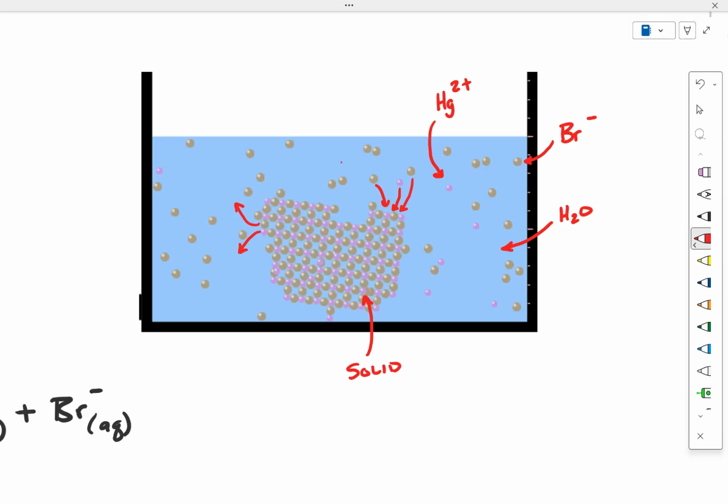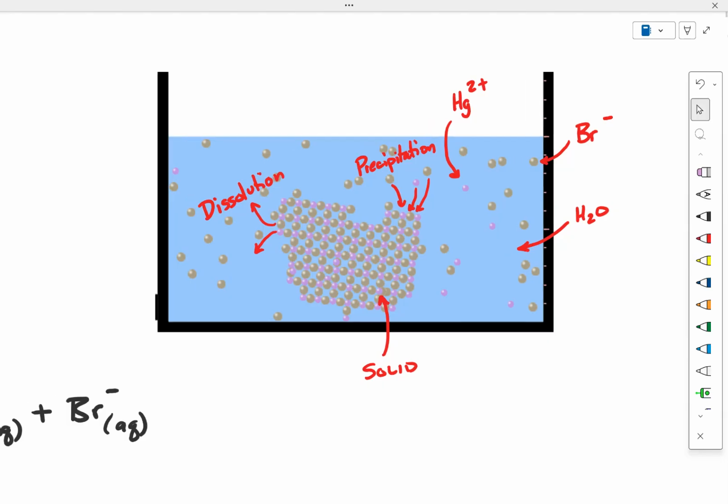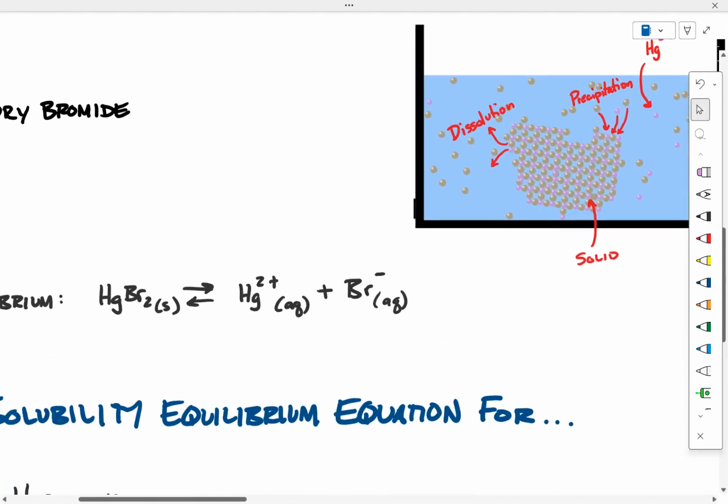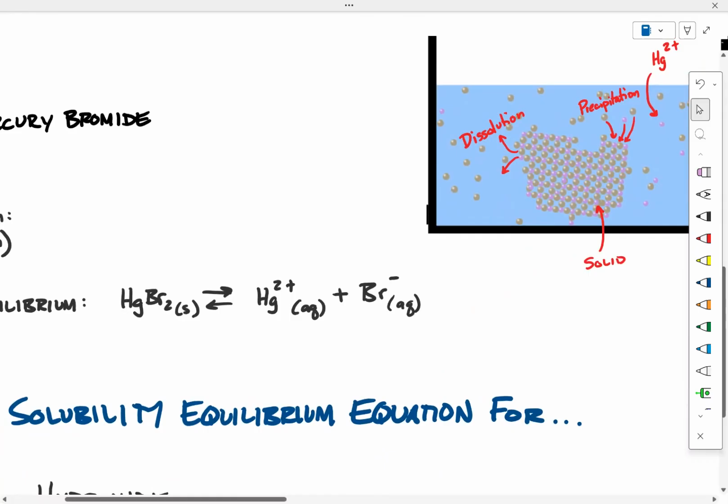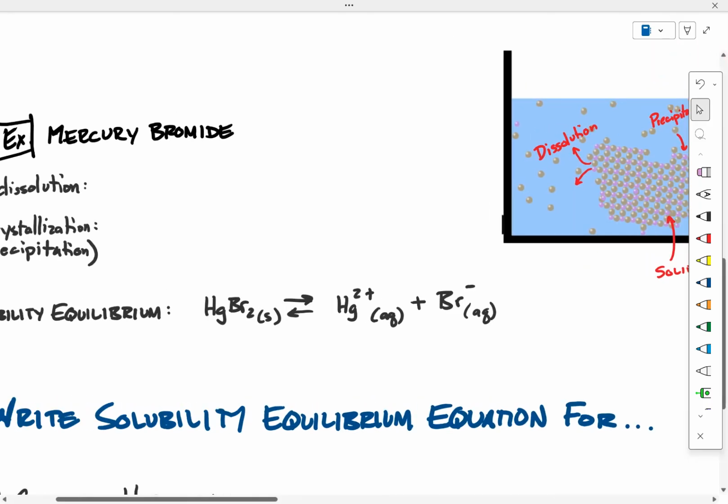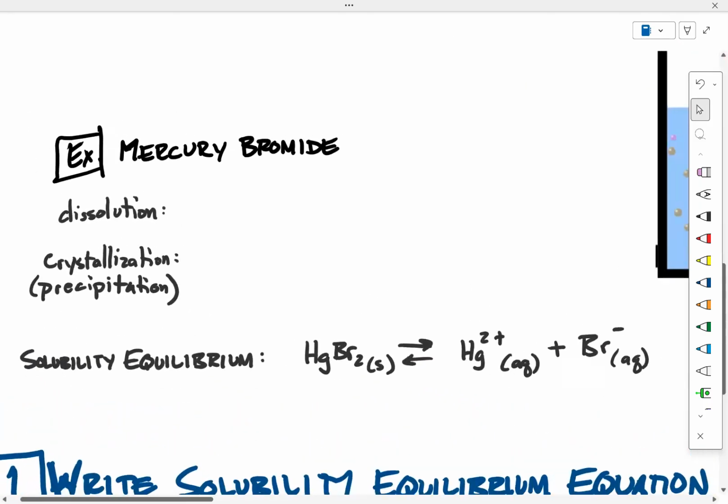So while we have precipitation going on in one place, we may simultaneously have dissolving, what we call dissolution, going on in another place. And that's going on all the time. This reaction never really stops, but we just get to a point where they happen at the same rate. Every time a precipitation occurs, a dissolution occurs. Dissolution, as a reminder of our definitions, is just a fancy word for dissolving.